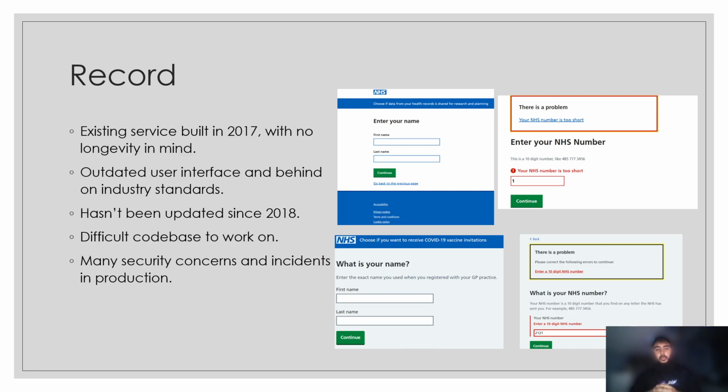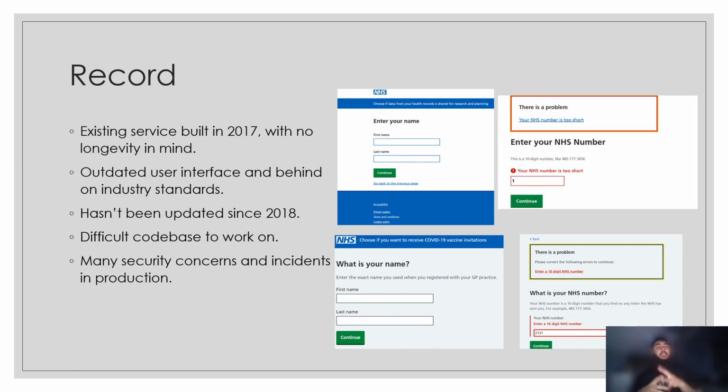And because the project hasn't been updated since 2018, it's quite old, and there are a lot of security concerns and a lot of incidents, especially around the old services and tools used, and a lot of the old dependencies which might be vulnerable now and have vulnerabilities built into them, and incidents in production where people can't actually use the service and it can't really handle high traffic and high volume.